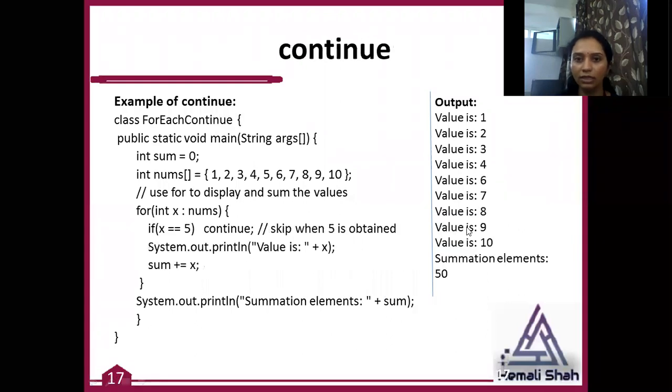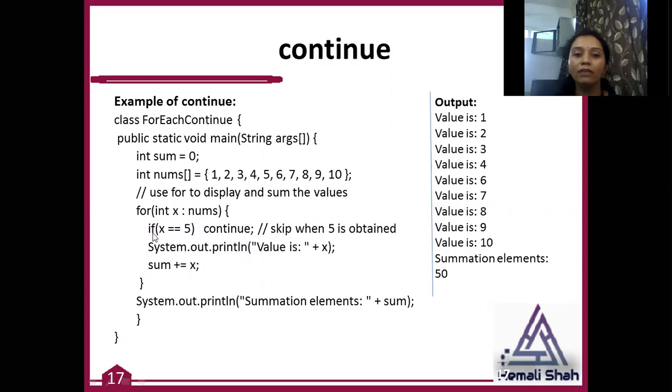Now next is the continue statement. The continue statement skips the current iteration and starts with the next iteration. Here I want to skip only the number 5, and I want to sum all the elements which are not 5. For that I have used a for each loop, and here in this if condition, if x equals 5, then continue. That means skip the remaining part of the for each loop and go for the next iteration, and the next iteration starts from 6, 7, 8, 9, 10.